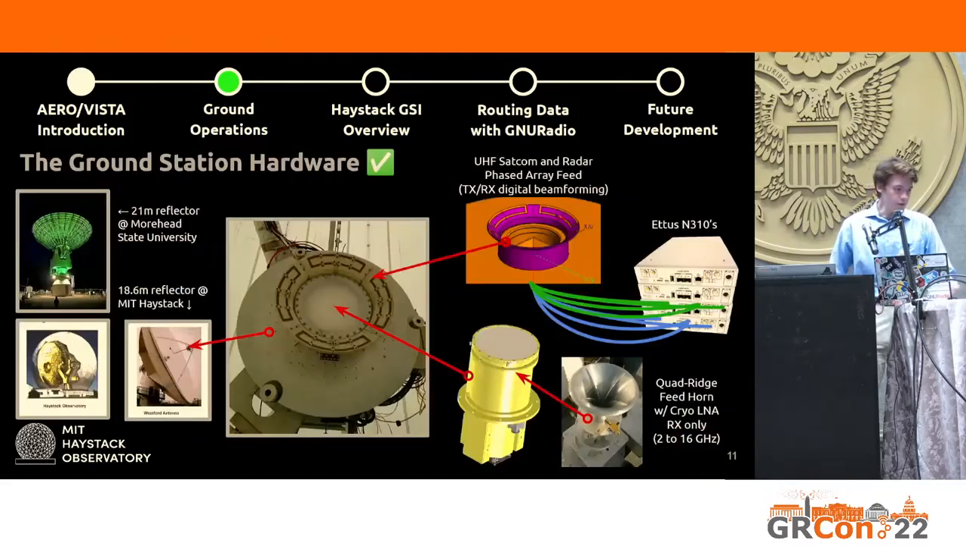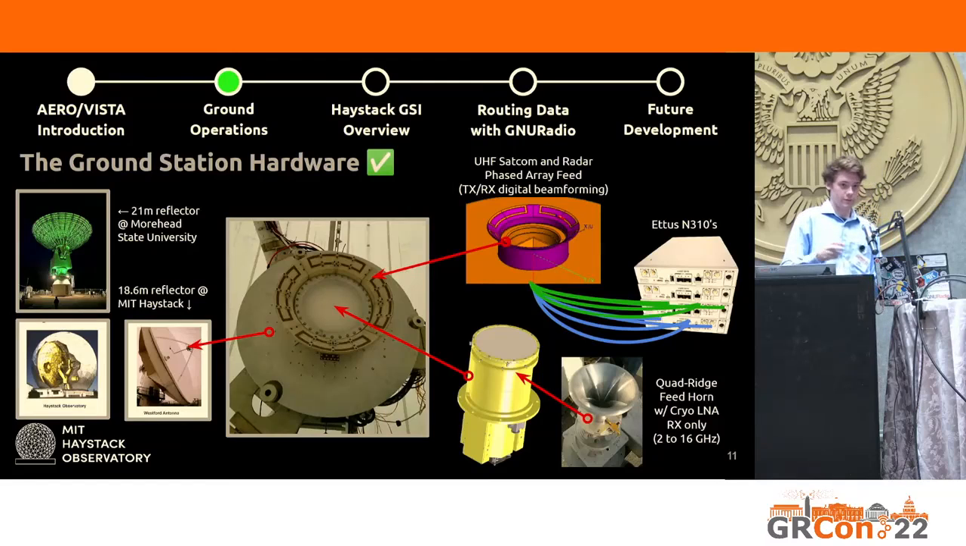So fortunately for us, that wasn't really our project. The ground station hardware is pretty well set up as it is. Again, as I said, there's a lot of collaborators on this project, one of whom is Morehead State University. That's one of the primary dishes that we'll be using. It's a 21 meter. And yeah, we'll also be using the 18.6 meter reflector at Haystack, which has its own phased array feed, which has previously been used a lot for radar and satellite tracking.